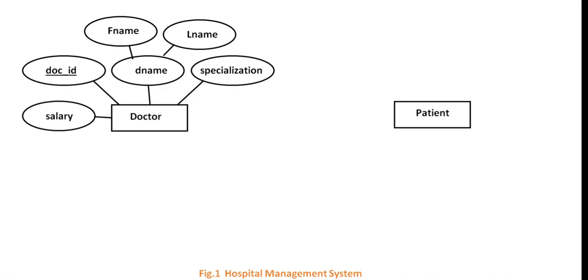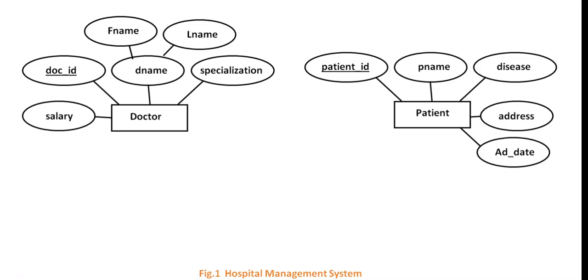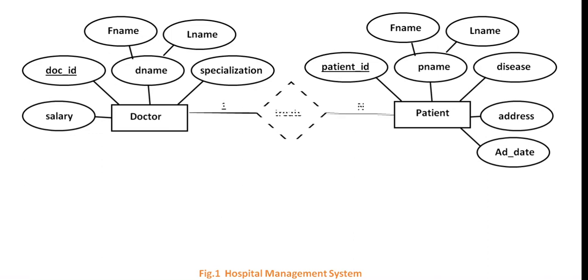Then we have another entity, patient. The patient entity has attribute patient ID, which is a primary key, that's why it is underlined. Then patient name, disease, address and admit date, that is the date on which the patient is admitted or reported in the hospital. Patient name is again a composite attribute with two components, first name and last name.